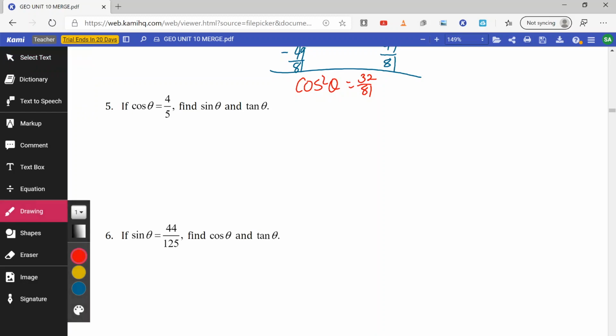We're going to use the identity we've been using to figure out the value of sine. So sine squared plus cosine squared gives me 1. We don't know what sine is, so we're just going to keep it as sine squared theta. And then cosine being 4/5, we're going to square it, gives me 1. So sine squared theta, when I square 4/5, I get 16 over 25, gives me 1. We'll subtract 16/25.